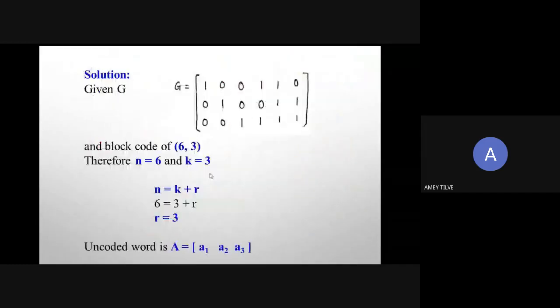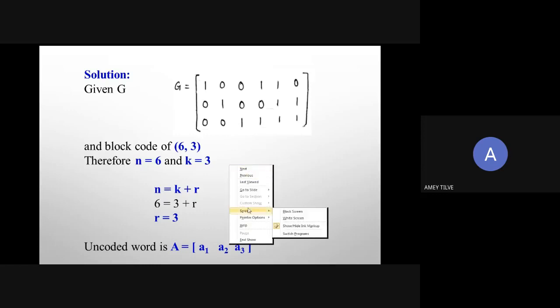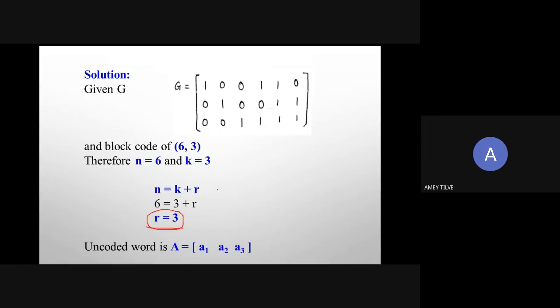Same thing is explained again over here. Given G to you, you know what is G. A block code (6, 3) is given to you. N is equal to 6. K is equal to 3. N equals 3 plus R, so 6 equals 3 plus R. R value is 3. So that means our remainder is 3 bits. And the moment my remainder is 3 bits, you know 6 equals 3 plus 3.